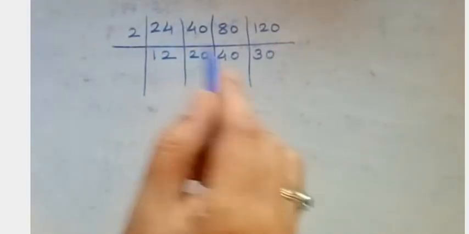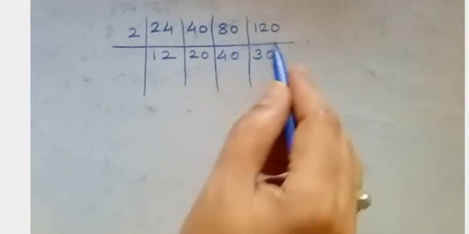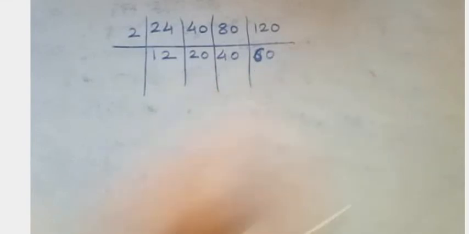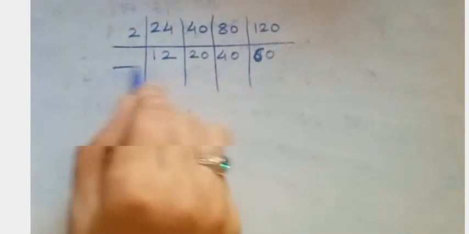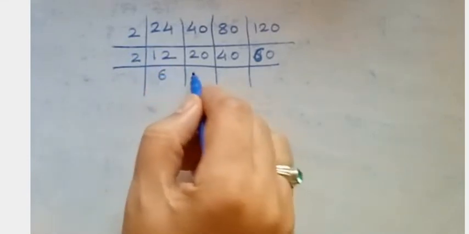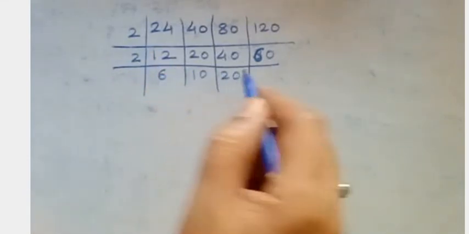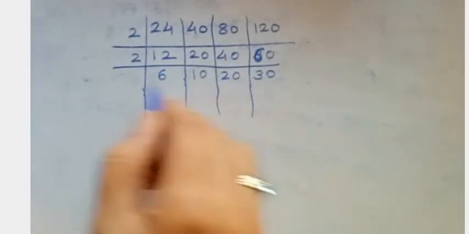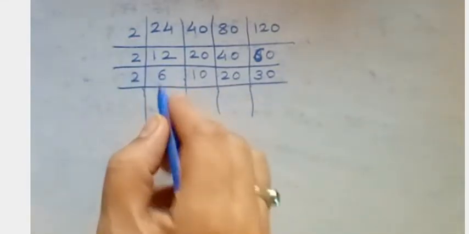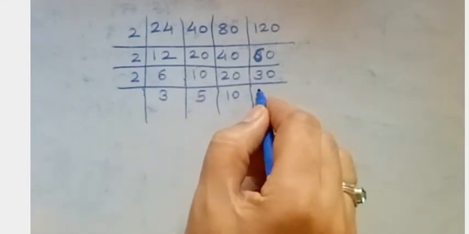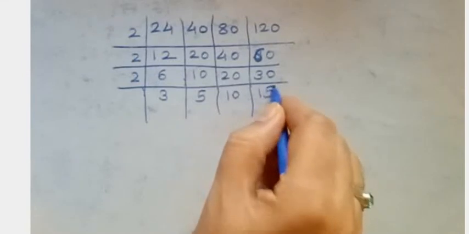Dekho, 12 2 is 24, 20 2 is 40, 40 2 is 80, and 2 6 is 12 and 0, okay? 60 2 is 120. Again, which is common in this 4? Again, 2 is common, okay? I write 2. 2 6 is 12, 2 10 is 20, 2 2 is 4, 2 3 is 6, okay? Again, 2 is common. I take 2 common every time. 2 3 is 6, 2 5 is 10, 2 10 is 20, and 2 1 is 2, 2 5 is 10, 15 2 is 30.